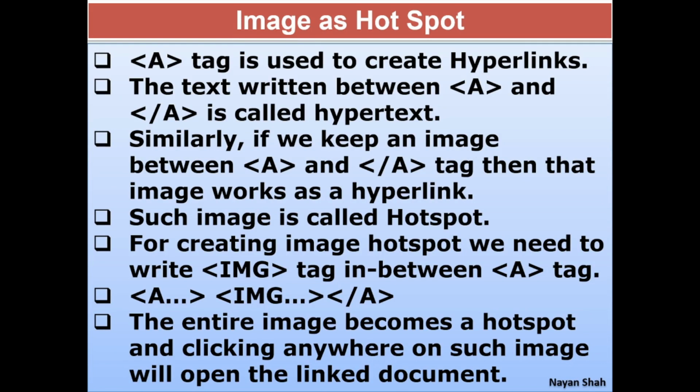Image as hotspot. You know that the A tag is used to create a hyperlink, and whatever we write between A and /A is called hypertext, and clicking on that text will open a new location, a new web page. Similarly, if we keep an image between the anchor tag and /anchor tag, rather than writing text, if we put an image between A and /A, then that image will work as a hyperlink, and such an image is called a hotspot. So for creating a hotspot, we must write the IMG tag between the A and /A tags, as you can see here.